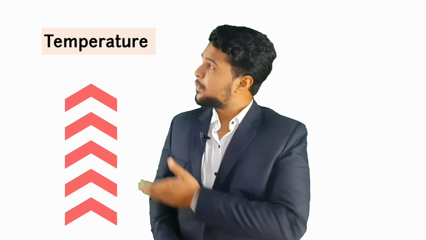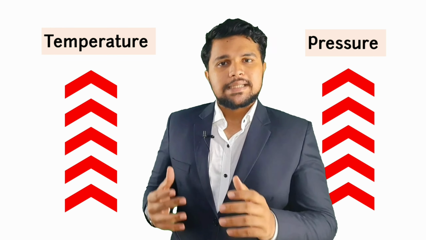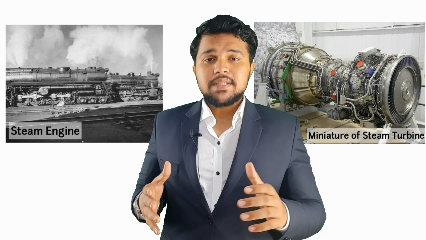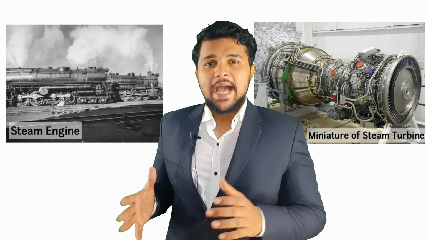The heat of these gases is used to raise the temperature and pressure of another working fluid such as steam. This steam is used in steam turbines and steam engines. Since external combustion engines are heavy and bulky, they are not suitable for mobile plants in transportation.